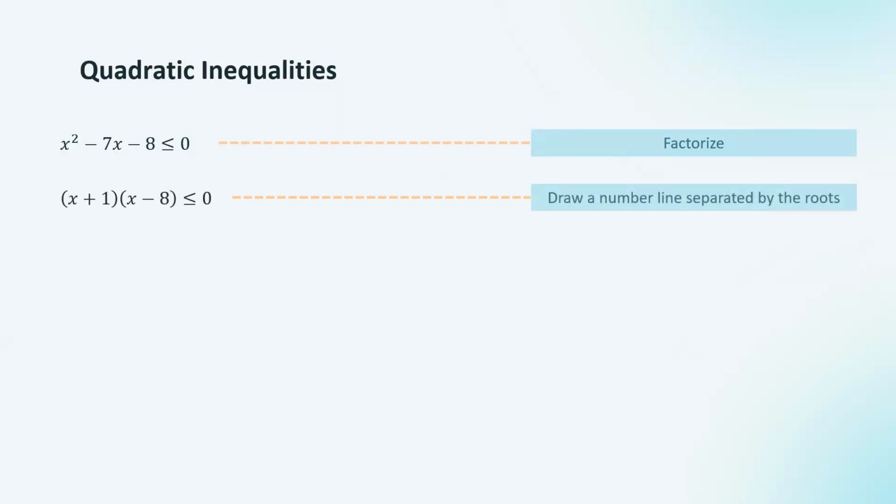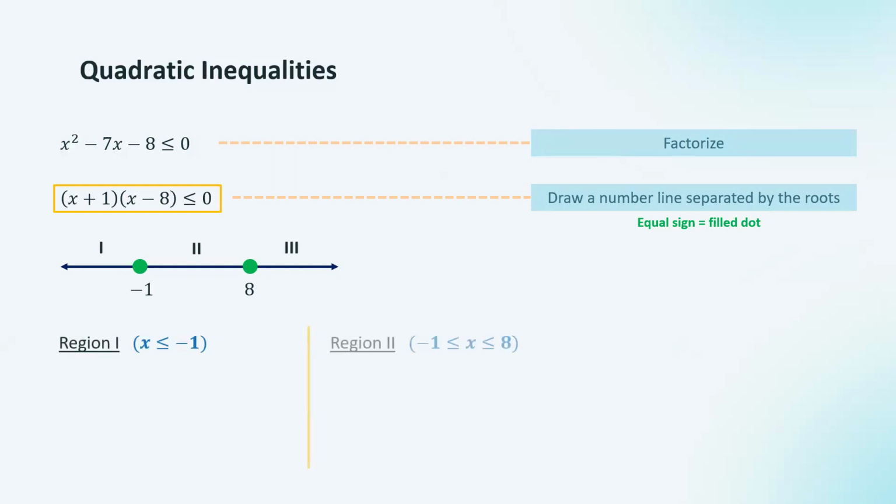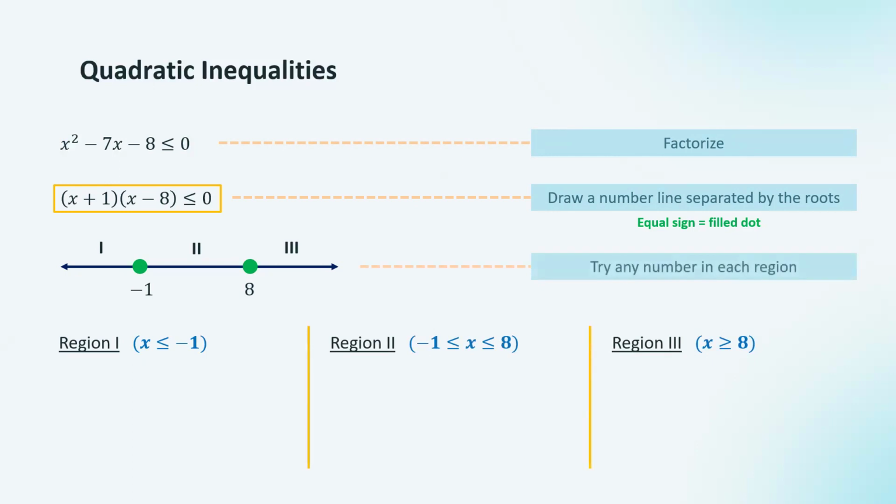In this one, we're going to do it in a similar manner. First we try to factorize, and then we try to draw a number line. Now remember that we have an equal sign, so we are going to use a filled dot. Remember, equal sign equals filled dot. After this, we can separate the number line into 3 regions, like this. And then we can test each region, okay?